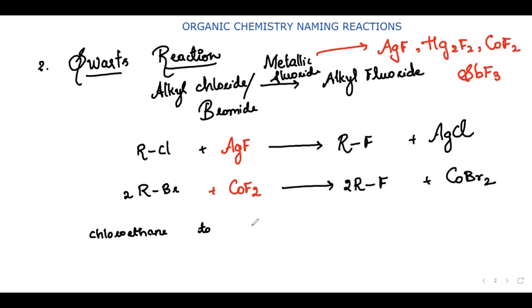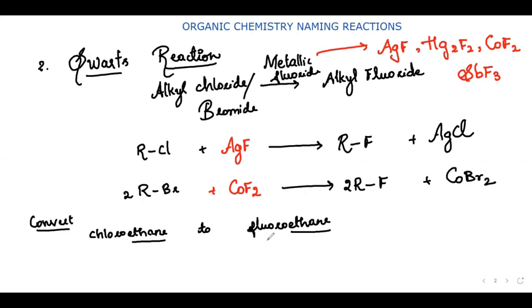Chloroethane to fluoroethane. How will you convert this? This is very simple. How will you identify the sense? First, we should check the hydrocarbon. Both are ethane. What is the difference? Chlorine here, fluorine there. So both are halogens, so definitely it's a halogen exchange reaction.